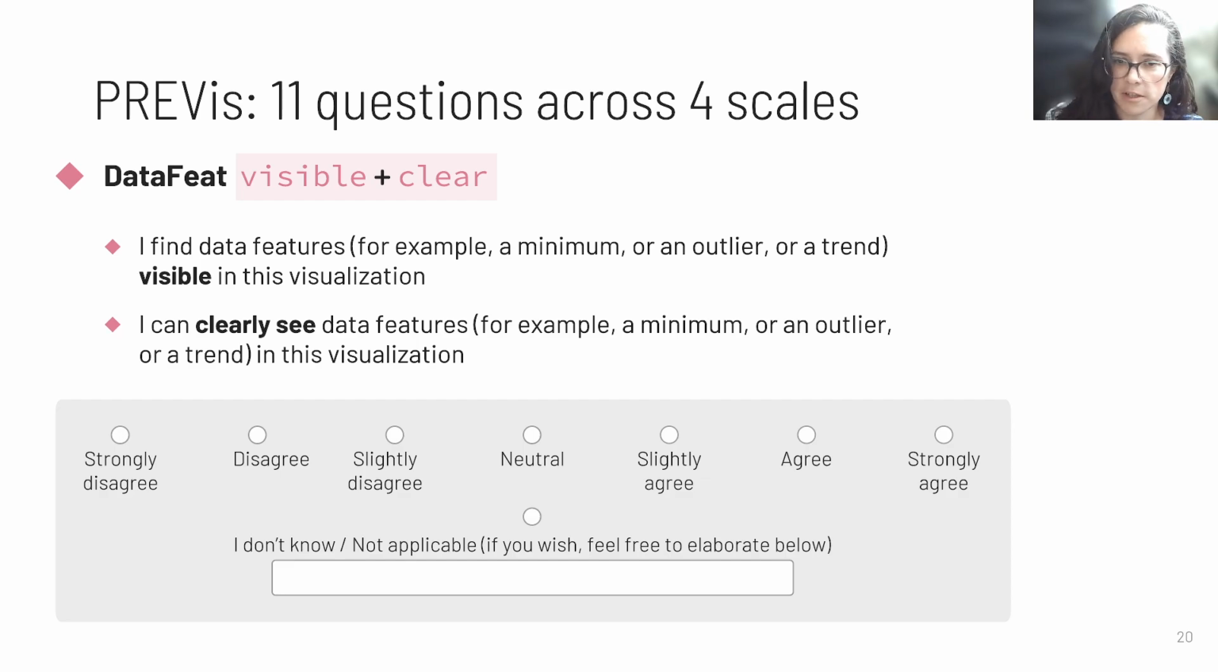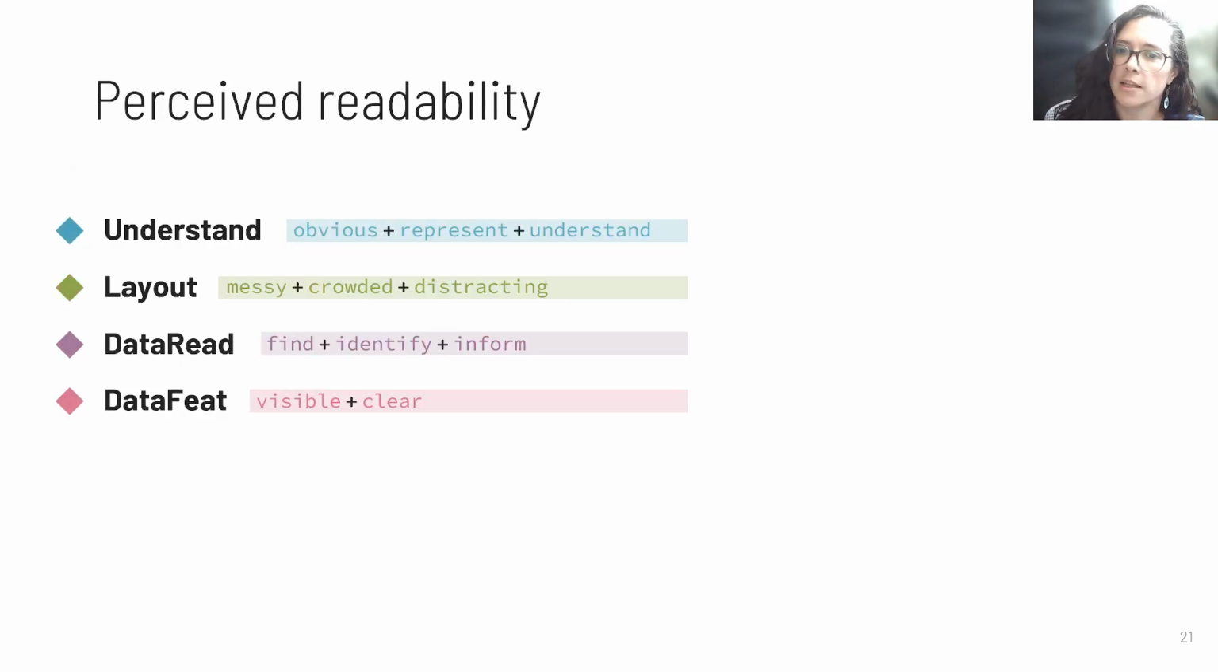So the full PREVis questionnaire is 11 questions distributed across 4 factors or dimensions of perceived readability. However, it's important to resist the impulse of calculating an aggregate score. Instead, we need to analyze each scale score independently.